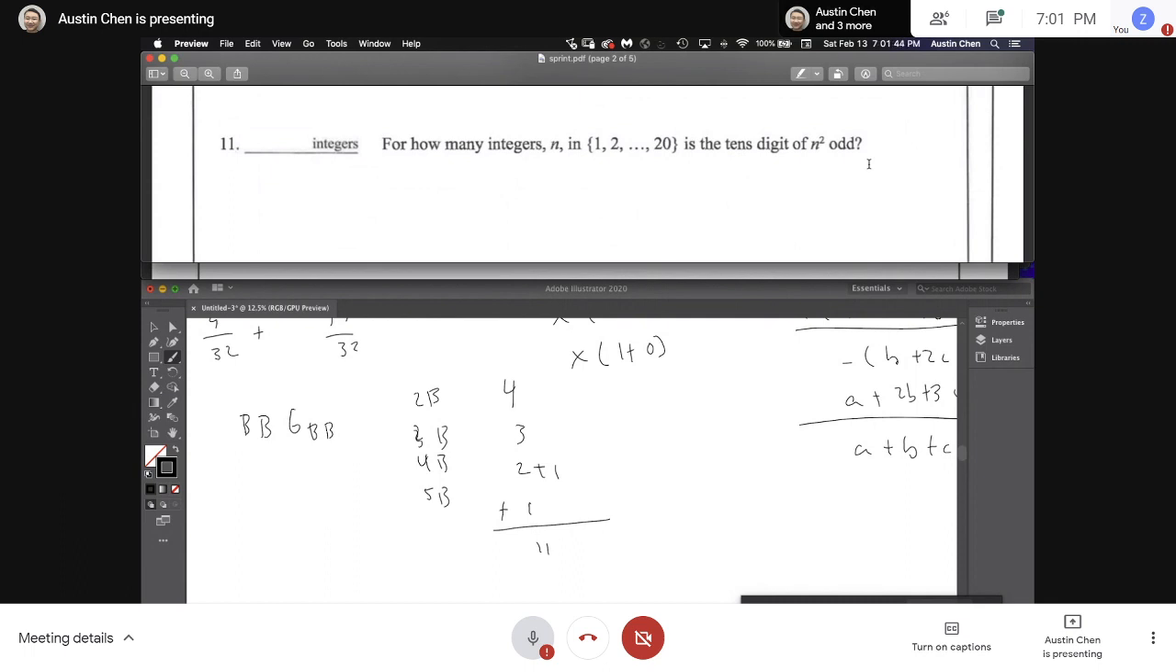Okay, for how many integers n in the set 1, 2 to 20 is the tens digit of n squared odd? Now for this one, I think the best way to do this question is just to list out all of the first 20 integer squares and then find which of those have a tens digit that is odd.